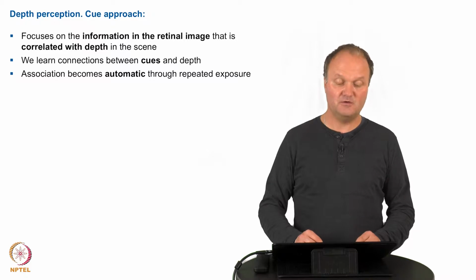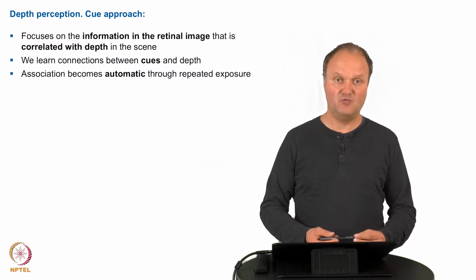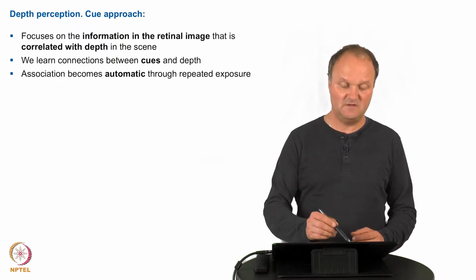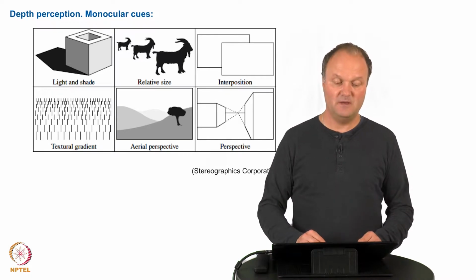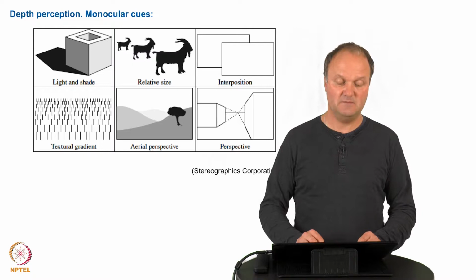And we learn the connections between these cues and the depth by repeated exposure, so that this association becomes automatic through our experience. There are two types of cues which can be distinguished. The first one are the ones which result from viewing with only one eye, so-called monocular cues. And you see examples of these monocular cues in the picture behind me.